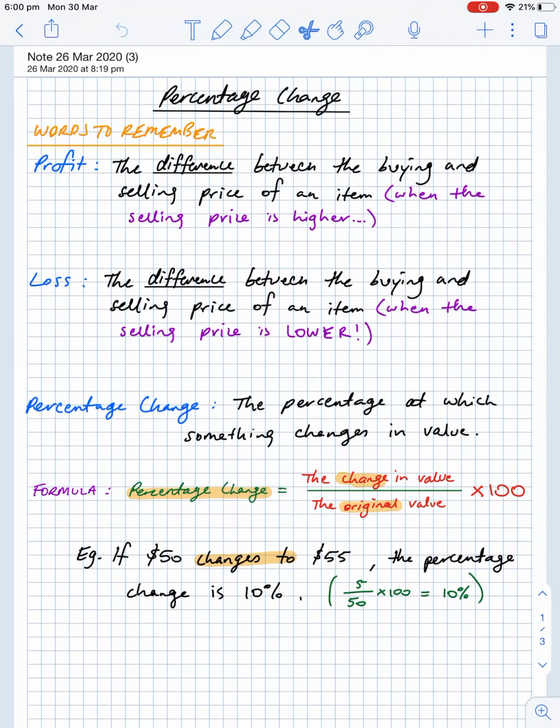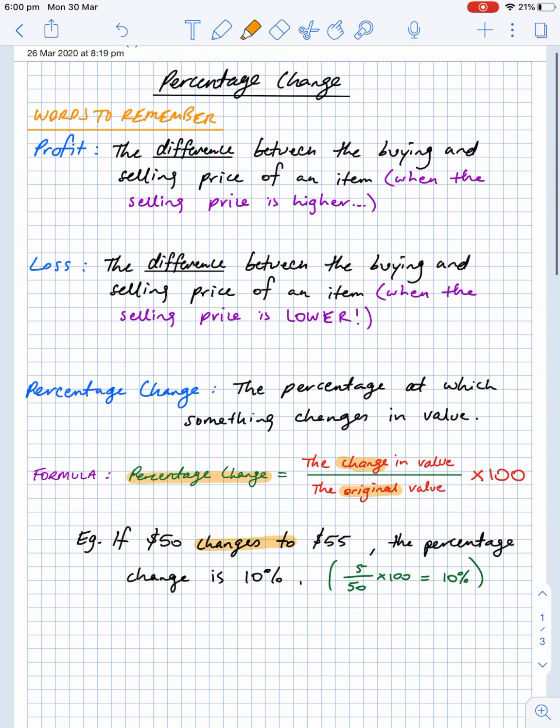Hi guys. For today's lesson, we're going to be dealing with some percentage change stuff. A few words to remember that I'm sure you've heard before, but let's get some definitions for these. The first one is profit. Profit is just the difference between the buying and selling price of an item, but profit is the term used when your selling price is higher than your buying price.